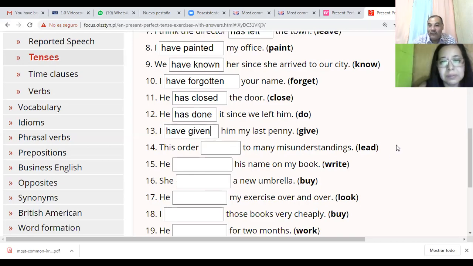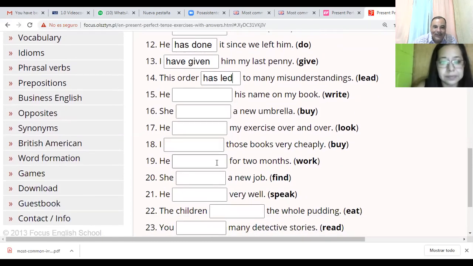Okay, your microphone is off. Turn on your microphone. This order has. Porque es singular, but this has, order has. Okay. The order has. Leather. Exactly. Too many misunderstandings. Very good. Okay, let's continue.